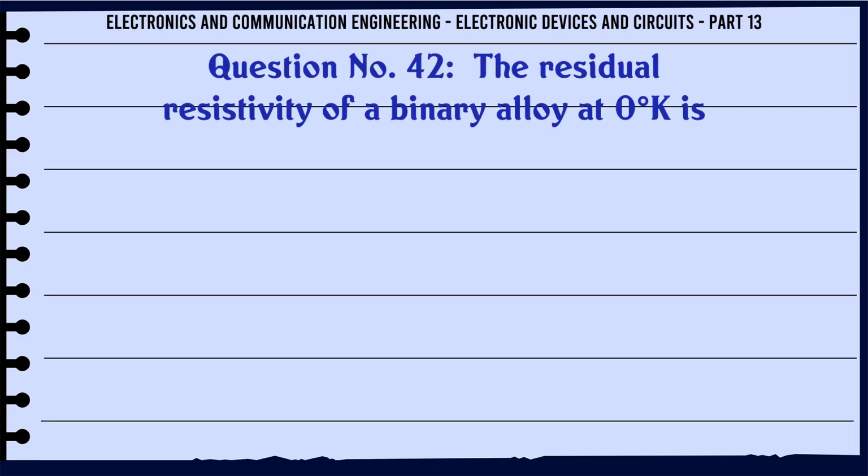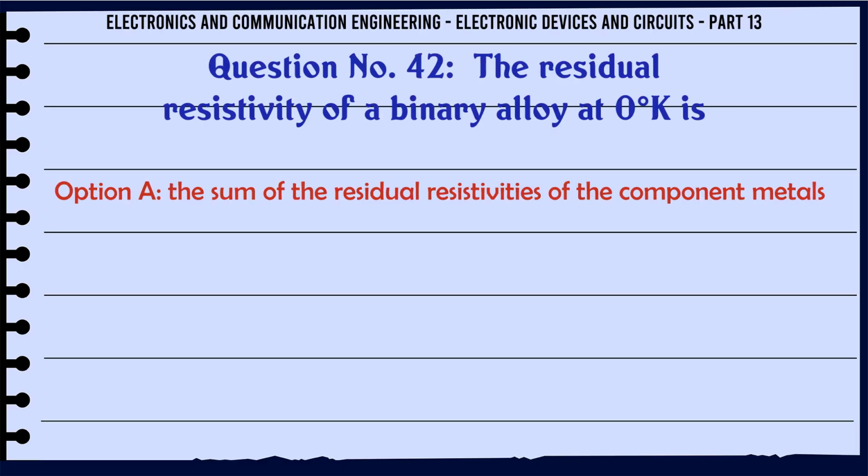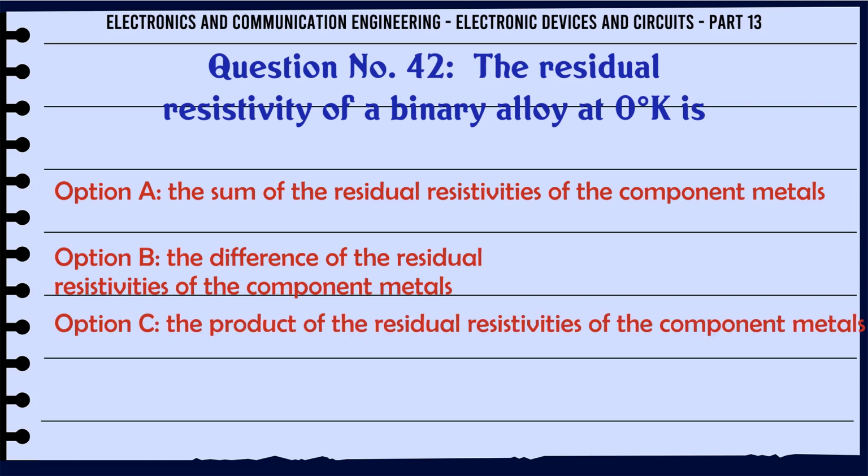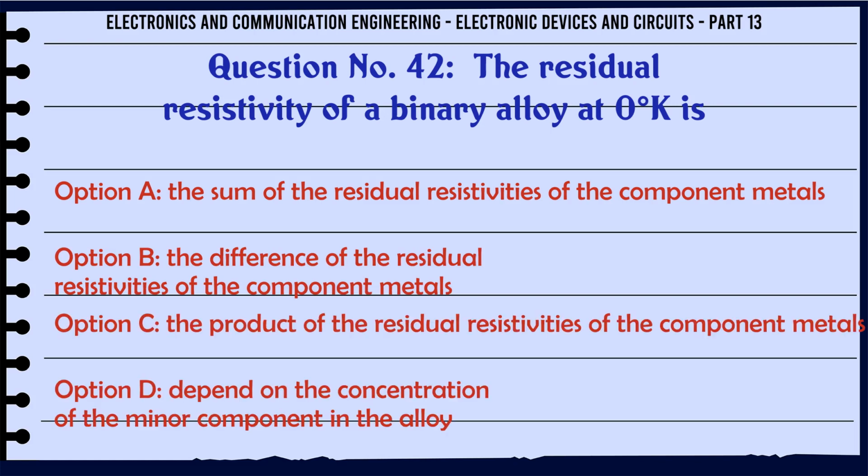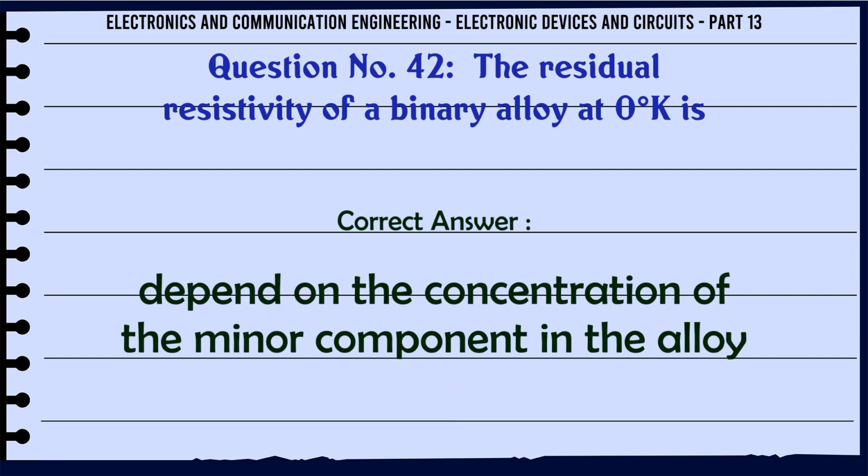The residual resistivity of a binary alloy at 0 K is A. The sum of the residual resistivities of the component metals, B. The difference of the residual resistivities of the component metals, C. The product of the residual resistivities of the component metals, D. Depends on the concentration of the minor component in the alloy. The correct answer is depends on the concentration of the minor component in the alloy.